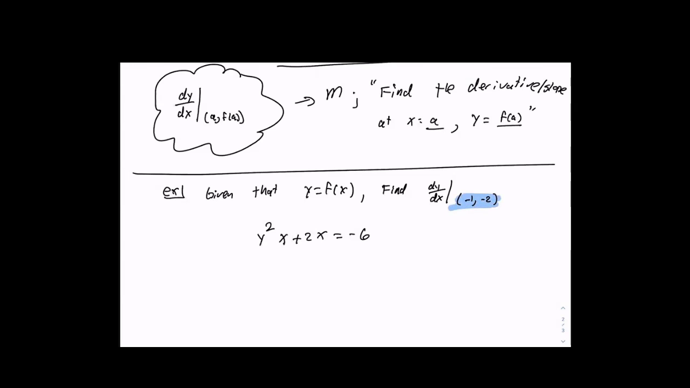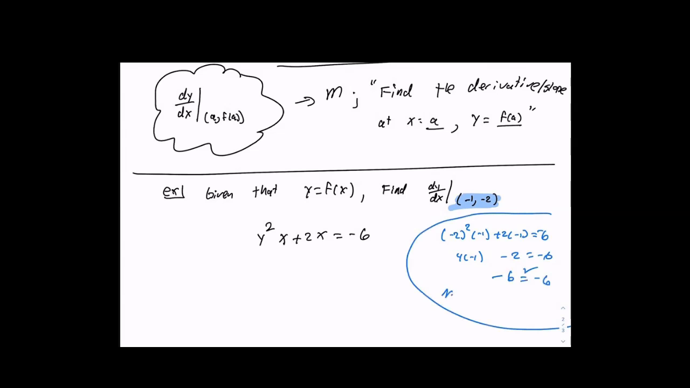needs to be true. So in other words, -2 squared times -1 plus 2 times -1 equals 6. So wait, did I do this one wrong? Oh, equals -6. So that gives me 4 times -1 minus 2, which is -6, which gives me -6 equals -6. No need to check, but it must be true.